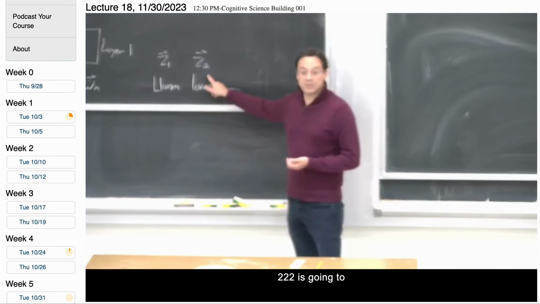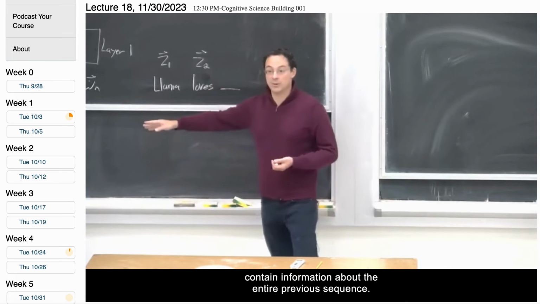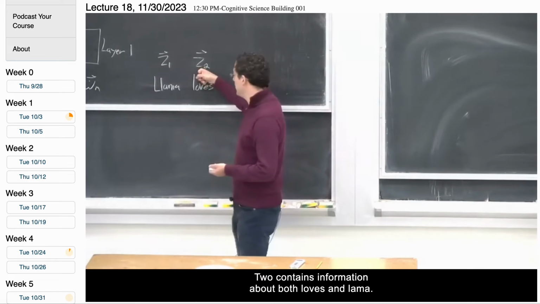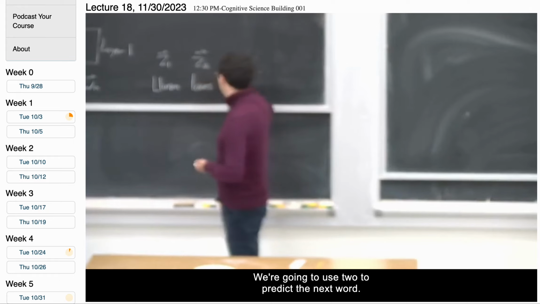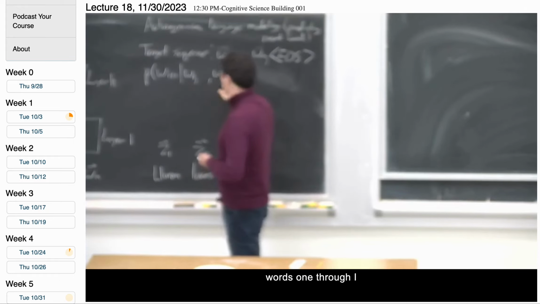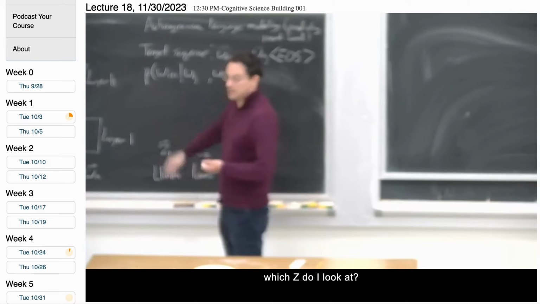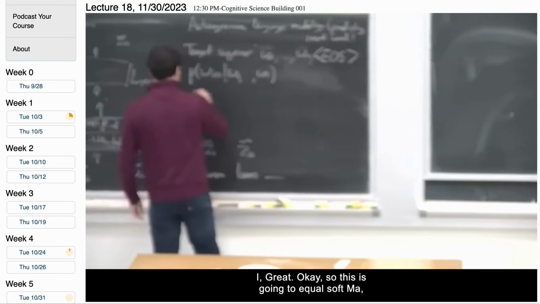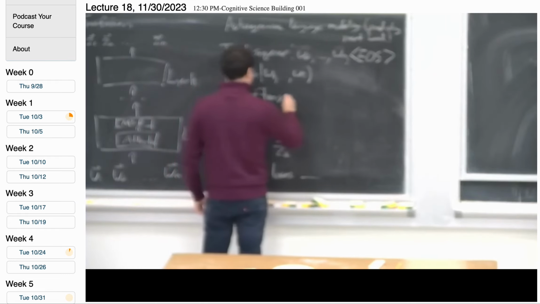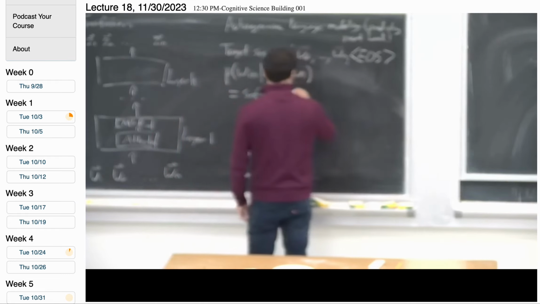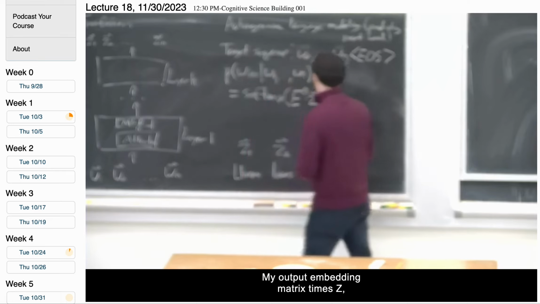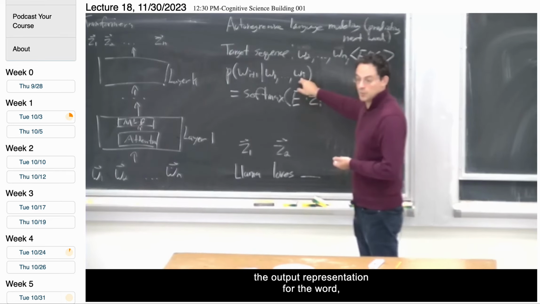Only z2. Z2 is going to contain information about the entire previous sequence. Why is that? It's because of attention. Because we did attention, Z2 contains information about both loves and llama. So we're going to use Z2 to predict the next word. So in general, if you give me words 1 through i, and you ask me to predict the next word, which Z do I look at? Zi, great. Okay, so this is going to equal softmax of what? Of an output embedding matrix, I'll call it EO, times Zi, the output representation for the ith word.